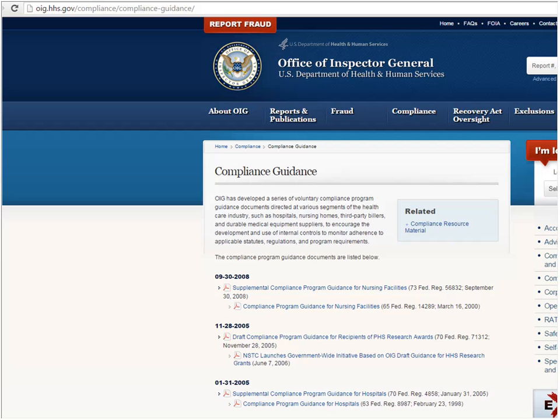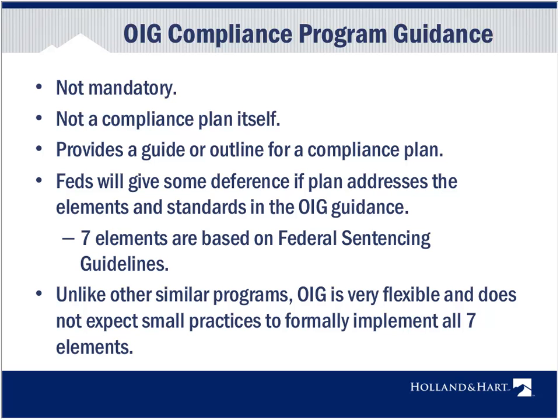The government has published guidance concerning compliance plans for different industry segments, such as hospitals, home health providers, small physician groups, and the like. That's available on the government website here. It's important to note that OIG compliance program guidance is not mandatory yet. You're not required to implement that. Also, it's not a compliance program itself. It's not like you can print this off and say, here's the compliance program. What it does do is give you guidance concerning how to structure your own compliance plan.